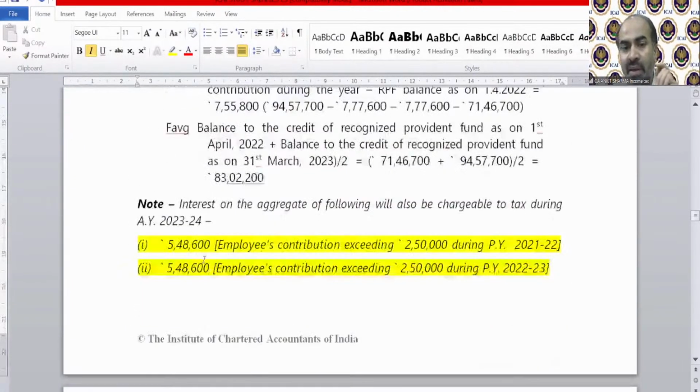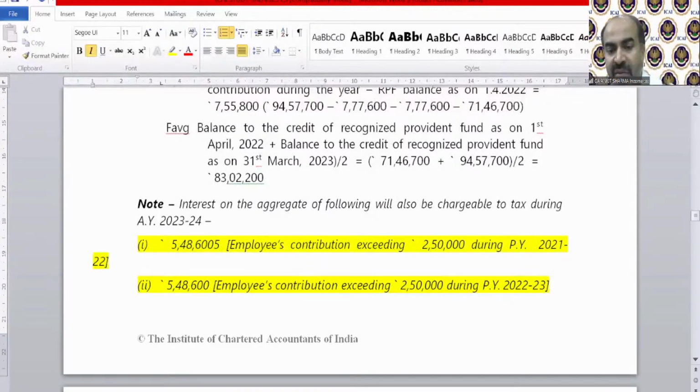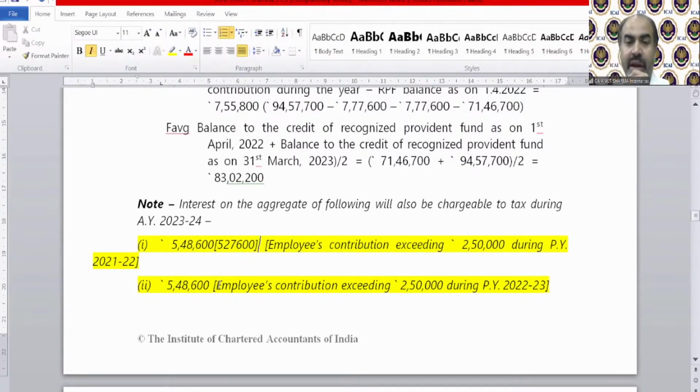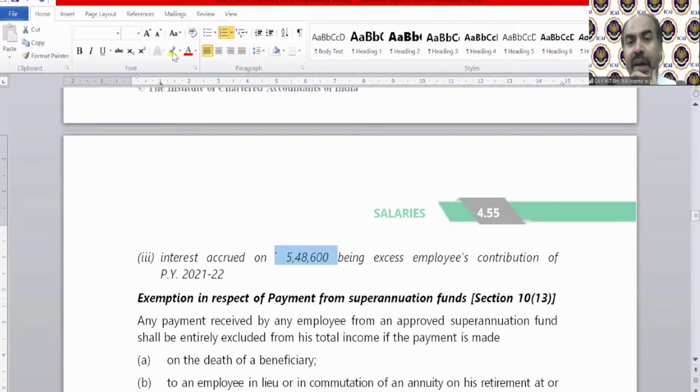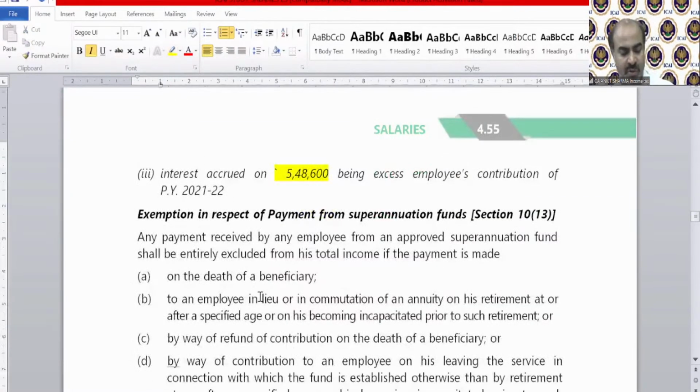In the same way, these three values 548,600, again it's a wrong value. It should be 5,27,600. Clear? So do not get confused as to how this 548,600 has come. It should be 527,600. In the second point also, it should not be 548,600. It should be 527,600. And again, over here also, it should not be 588,600. It should be 527,600. I know this is a quite complicated provision, but you need to, of course, understand the whole process.